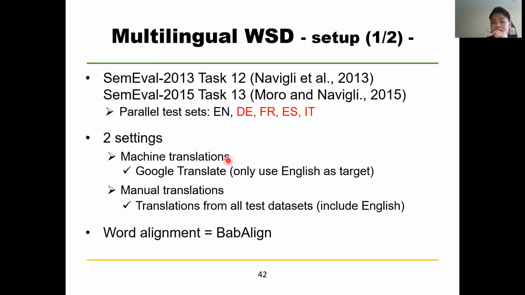For the machine translation setting, not all language pairs have pre-trained NMT models. So instead, we employ Google Translate to obtain translations in English. For manual translations, we get translations from all remaining test sets. So in this case, if we test on Italian, we obtain translations from those remaining 4 languages. And also we perform word alignment using BabAlign as usual.